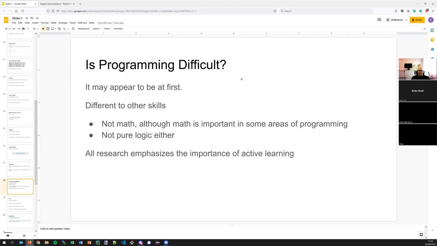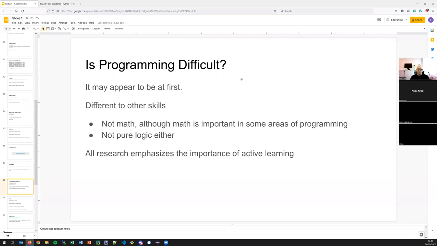It isn't pure logic either. Logic is definitely useful in programming, and there are some logical constructs in programming, but programming is sort of difficult to compare to any other skills, at least any other common skills. And for that reason, it may seem difficult at first, and it actually is difficult at first for most people. That's why I hope you don't get frustrated, because most people, when you keep on going after a couple of weeks, see that you're starting to get the point, and it becomes easier gradually.